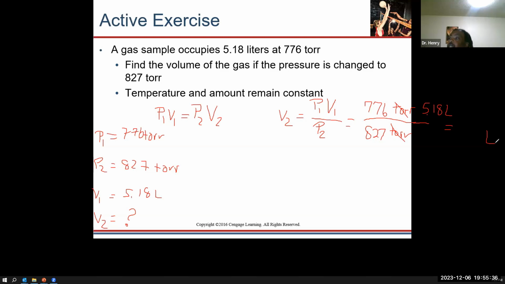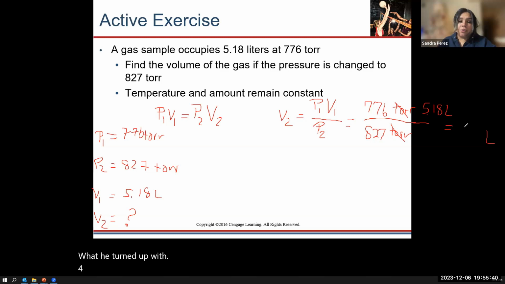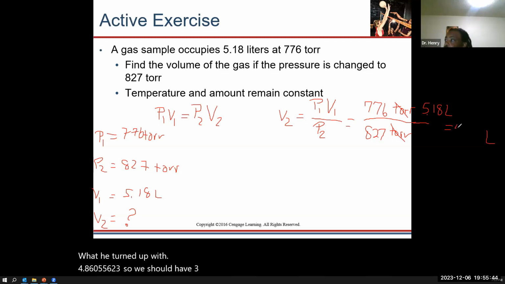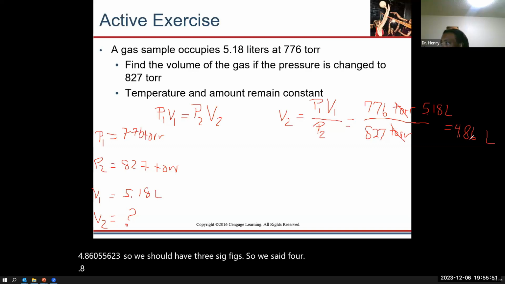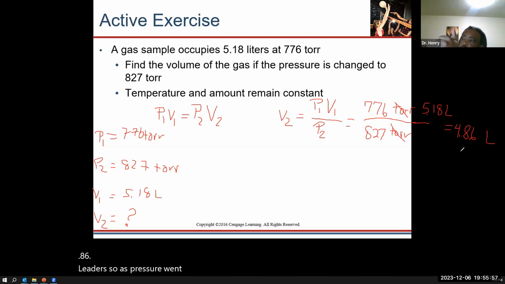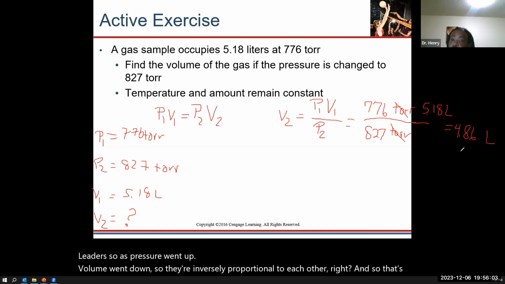What did you end up with? 4.860555623. So we should have 3 sig figs. So we said 4.86 liters. So as pressure went up, volume went down. So they're inversely proportional, right? And so that's what we're expecting.